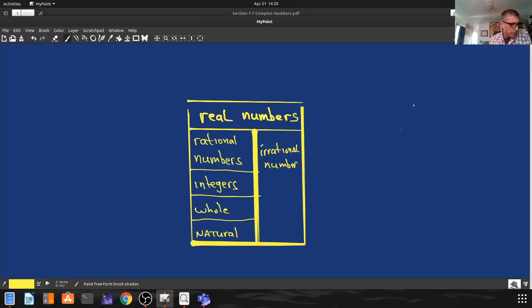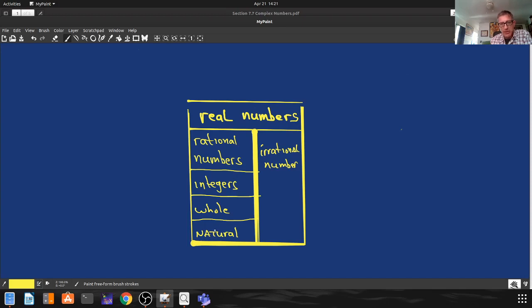Okay, let's start 7.7 complex numbers. And let's take a really quick review on our number system. So far we've only been dealing with real numbers. And real numbers are made up of two sets, the rational numbers and the irrational numbers. And these two are completely different sets. If I take their intersection, there isn't anything in the intersection. No irrational number is a rational number, and no rational number is an irrational number.